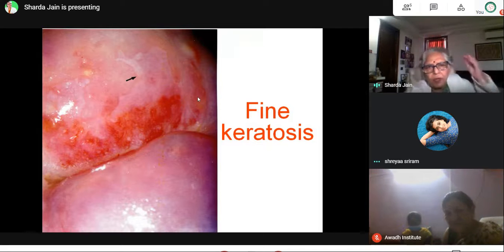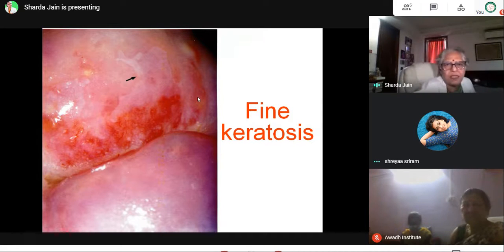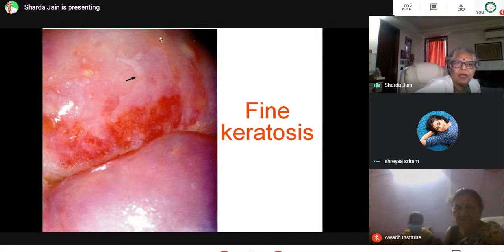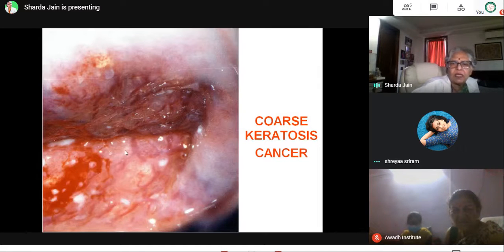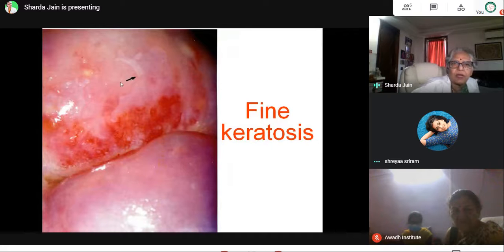Now this is what I was talking about, keratosis. You have not put on any stain, neither acetic acid nor anything else, but you find white patches like this. These particular patients need to be seen very clearly. That was fine, keratosis.